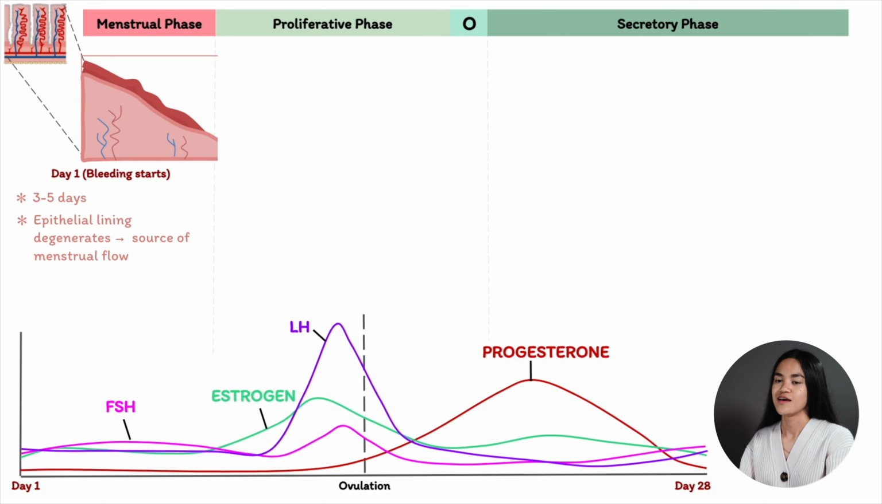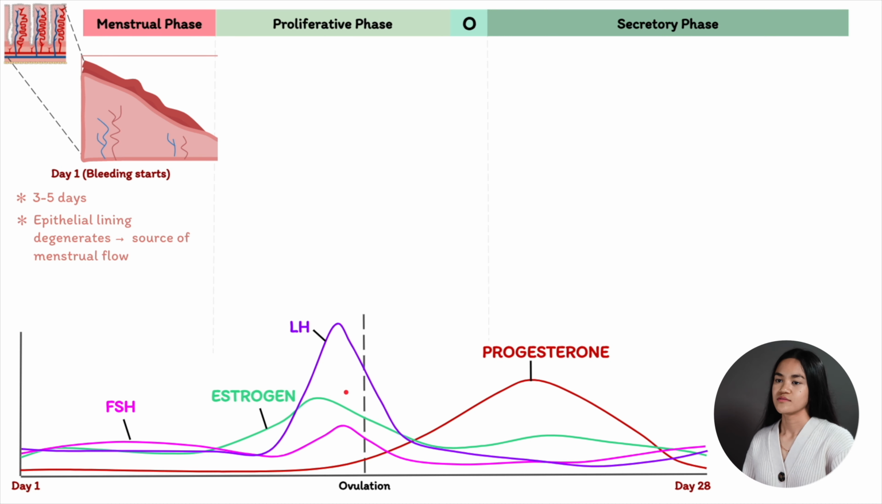Let's break this down. The changes that occur to the uterine lining are caused by the changes in estrogen and progesterone concentration. So referring back to the previous lecture, estrogen and progesterone are secreted by the ovaries. Let's bring back the graph from the previous lecture and show this.